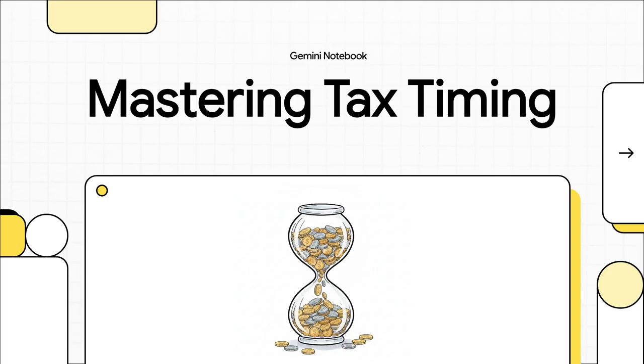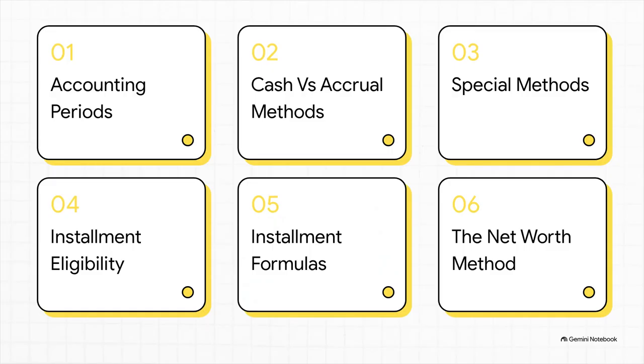We're going to customize your mental model today to match exactly how your brain encodes and retrieves complex tax timing rules. Let's get into it. Here's our roadmap for today. We've got 6 key areas: accounting periods explained, cash versus accrual methods, special accounting methods, installment method eligibility, installment calculation formulas, and finally, the net worth method.